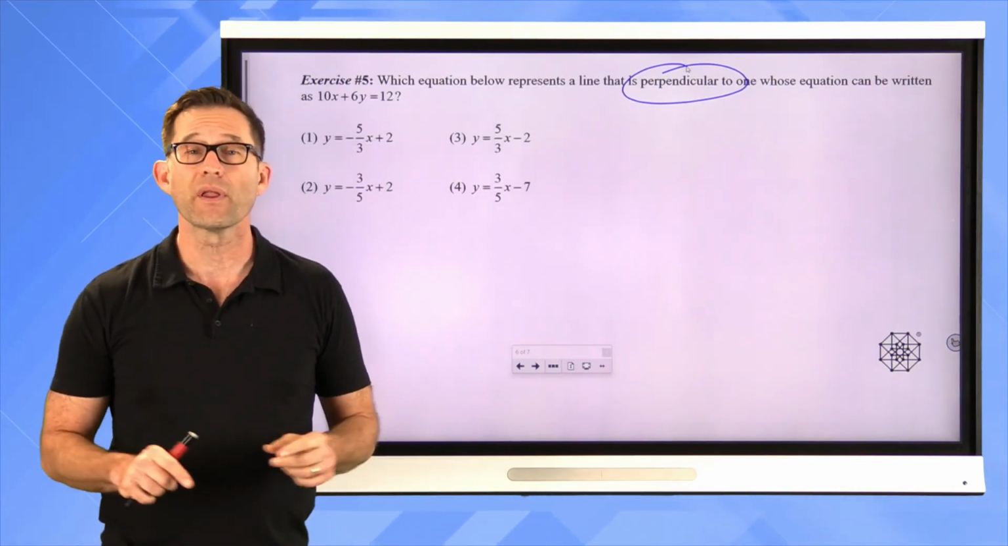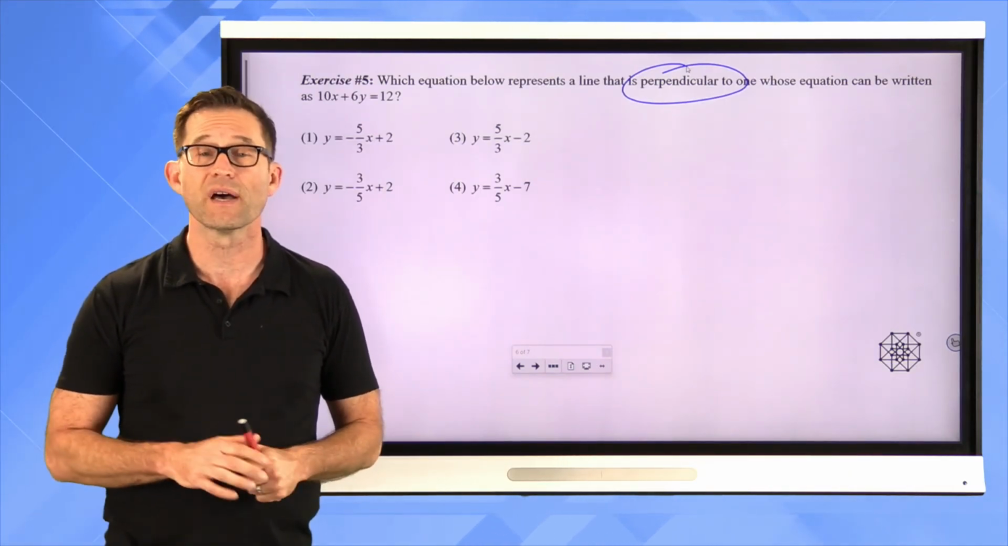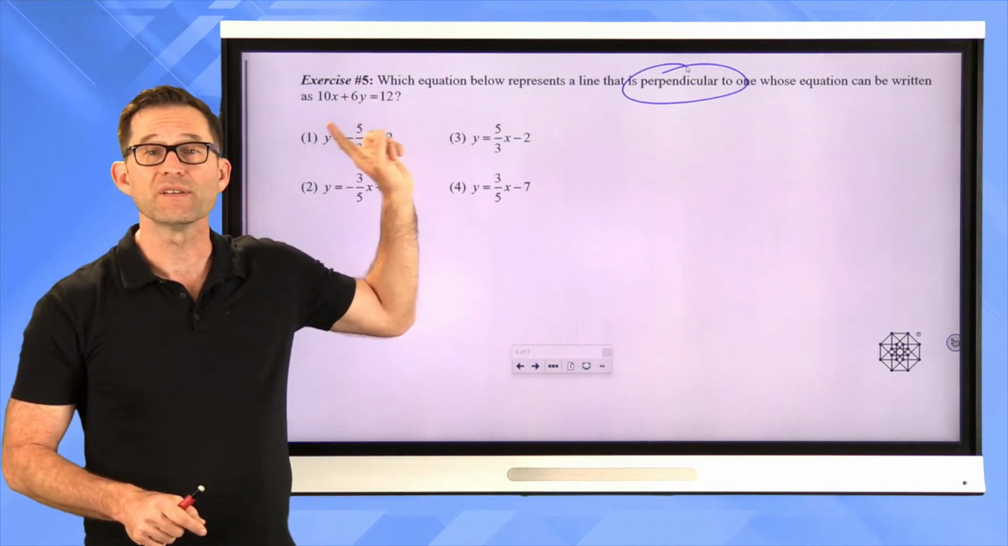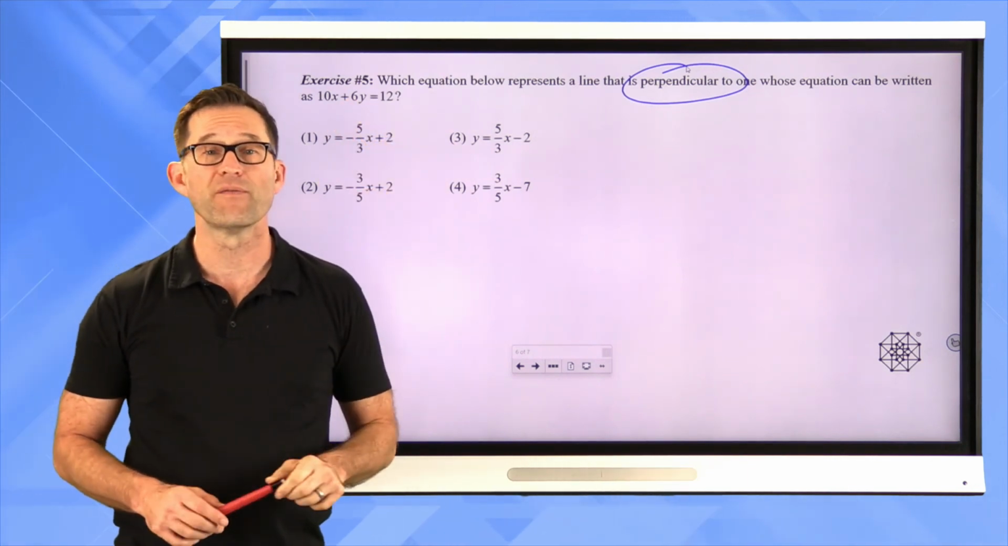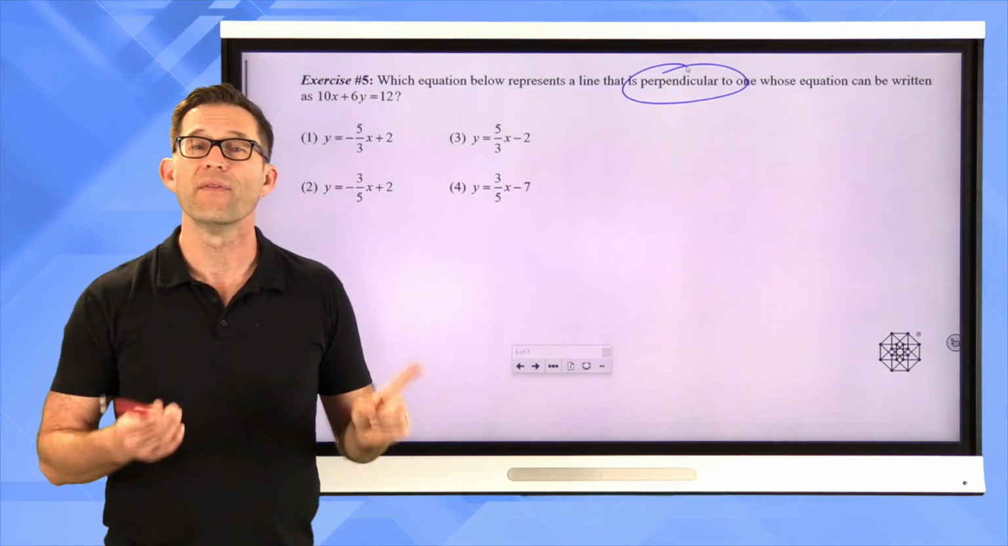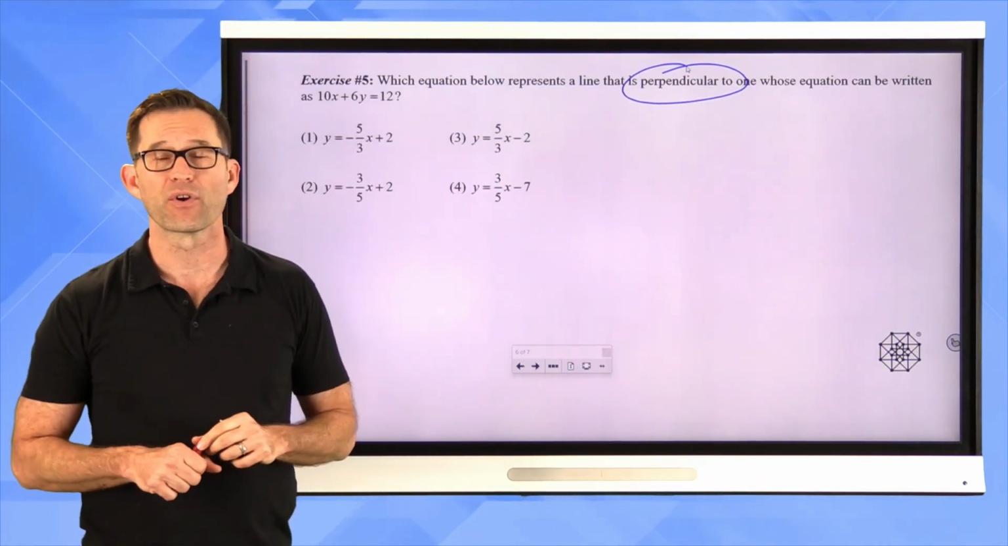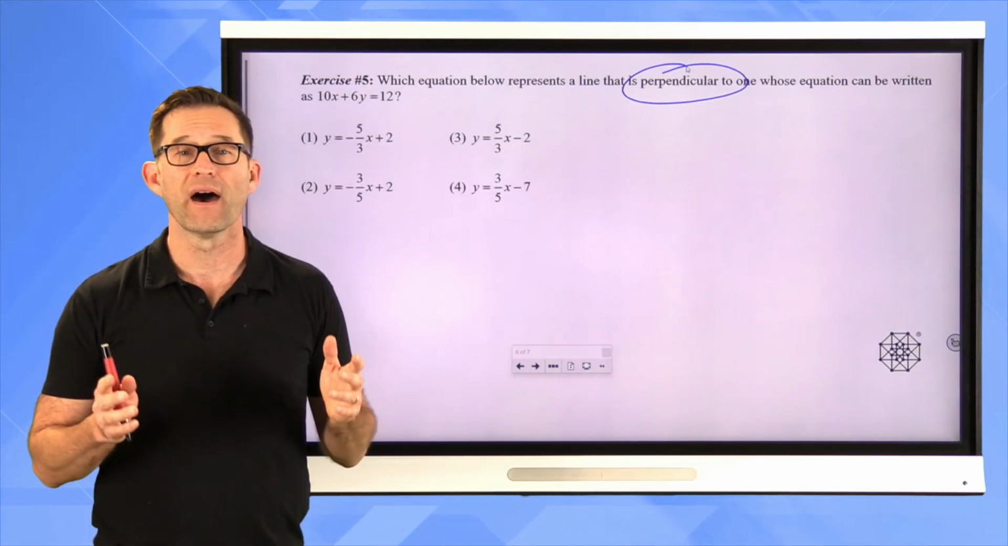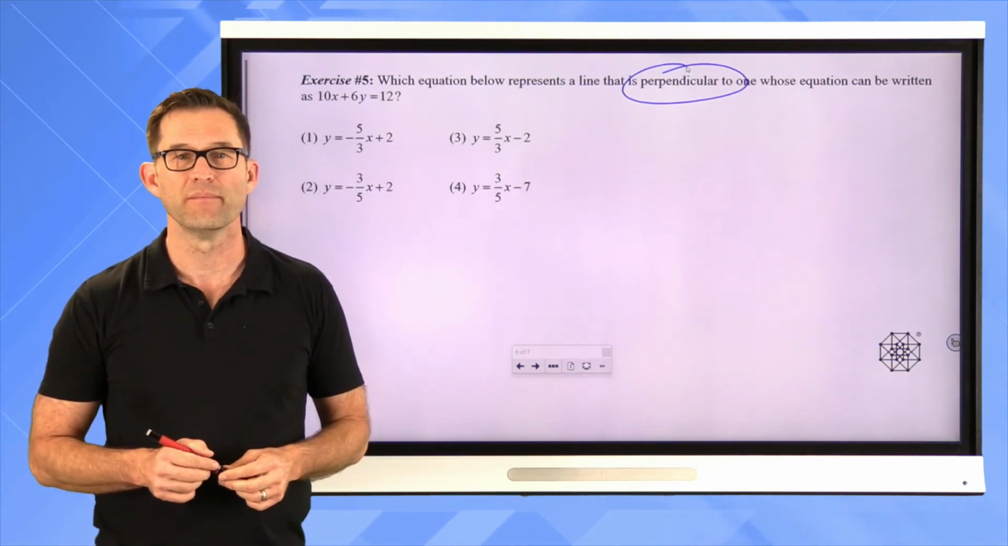So see if you can play around a little bit like what we did in exercise number 2. Rearrange this line into slope-intercept form to figure out what its slope is, and then use that to try to figure out what the correct answer is. Take a moment now and see if you can figure out the answer to this problem.